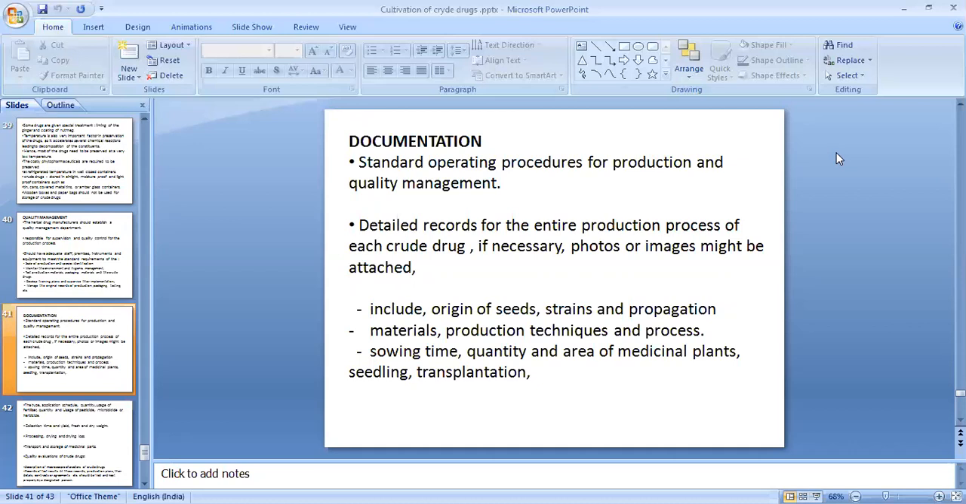So where can all this be done? Right from the origin of the seeds, strains and propagation of the plants, the materials, production techniques and processes used, and also the records during the sowing time, the quantity and the area of the medicinal plants cultivation, the seedlings and transplantations, all these processes can be recorded using photos or images, or a written record can be maintained.